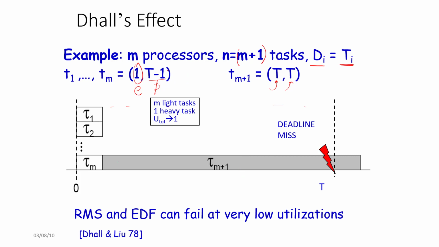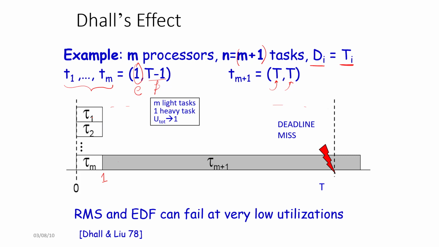So why would RMS fail? Look at the high priority tasks. The high priority tasks would be these small ones over here because they have a smaller period. So all of them will be scheduled, and then T(m+1) will be scheduled. It will be scheduled at time 1 and then it will execute for t time units. So it will miss its deadline.